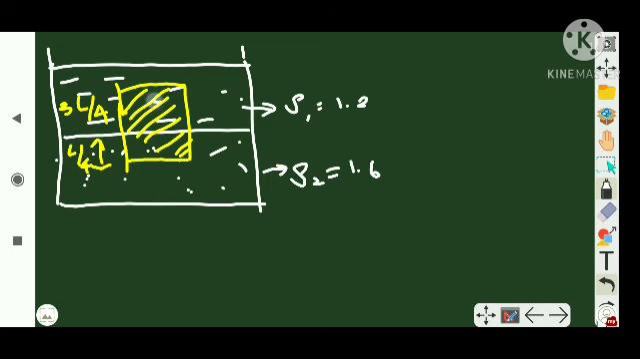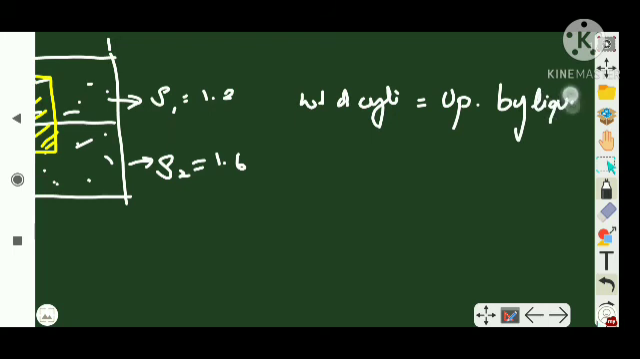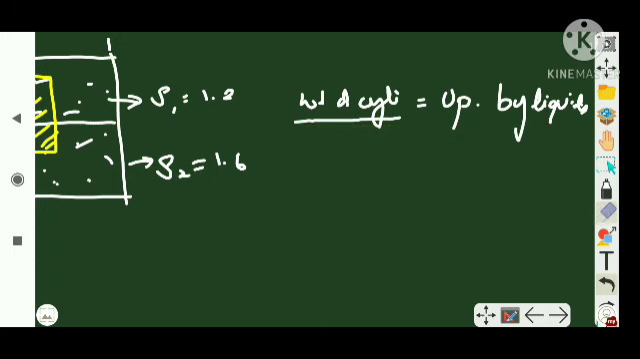See, that means the weight of the cylinder is balanced by the upthrust which is provided by both these liquids. That is, I can write here: weight of cylinder is equal to upthrust by both the liquids. So what is the weight of the cylinder? That is volume of the cylinder, that is length of the cylinder into area, into density of the cylinder into G. That is equal to, what is the upthrust which is given by the liquids?